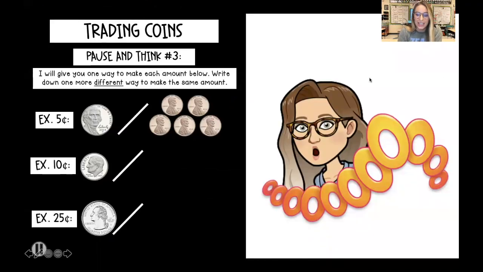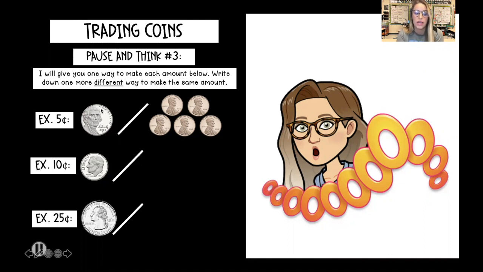Our first activity after reading our story is trading coins. Throughout the whole story, Dina trades different coins for the same value, and that's what we're going to do today. Our third pause and think question is an activity, and it says, I will give you one way to make each amount below. Write down one more different way to make the same amount. I went ahead and did an example for you, and then I gave you two to try.